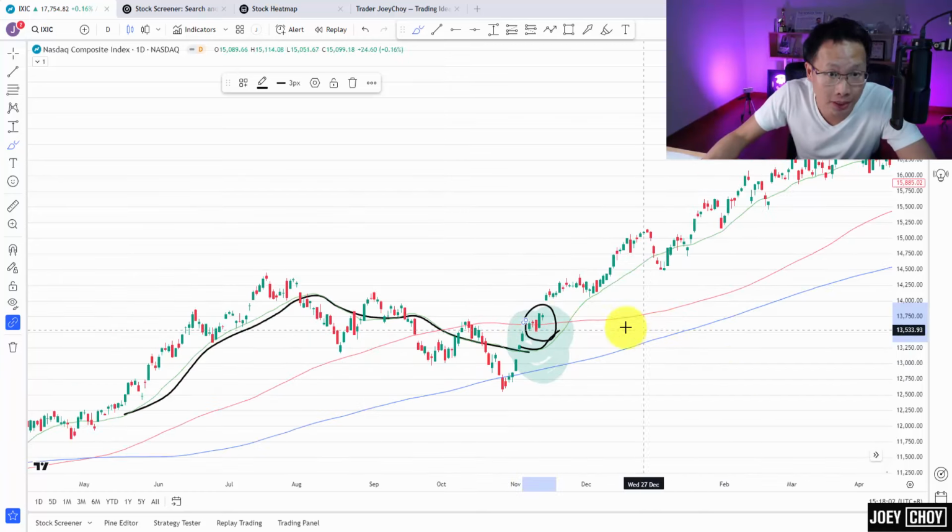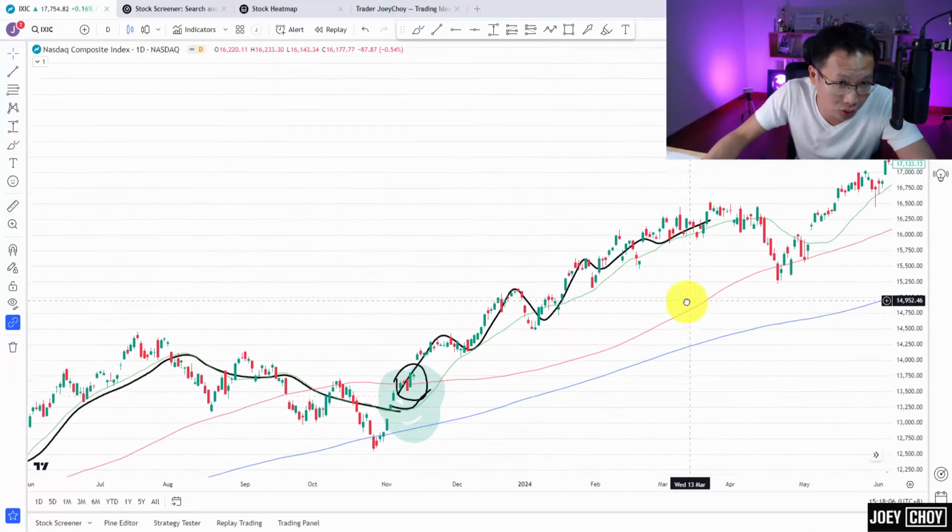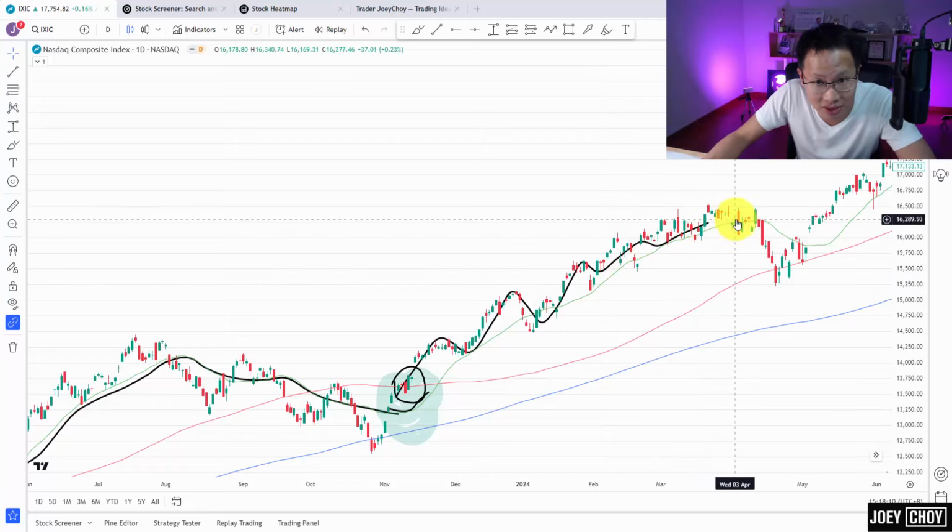When that happens, you can see that that's where we started to see that rally all the way up. It swings up. Look at this, right? So the green line started to point up, up, up, up for about 5-6 months.